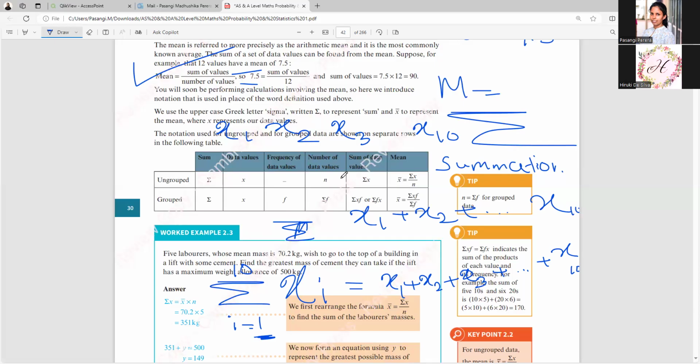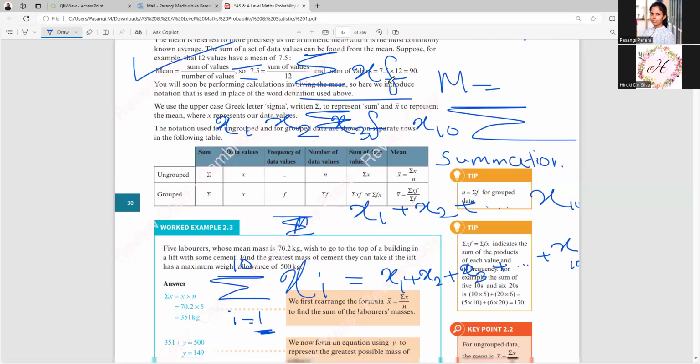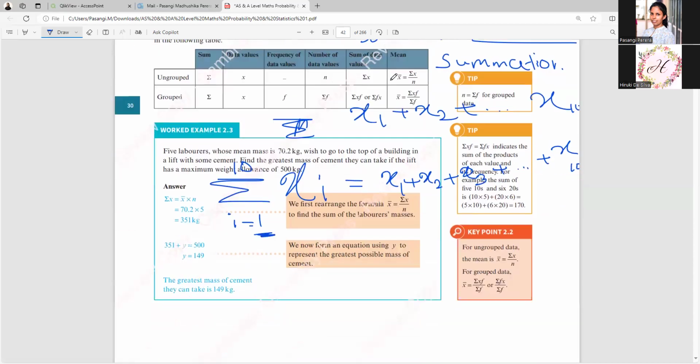Then to get the total number of data values, it would be sigma f, that means the total frequency. Then to get the sum of values, that means sigma xf. We'll do some examples. Then to find the mean, this value should be divided by the total number of frequencies. Is it clear for you, how this sigma works? A bit confused.